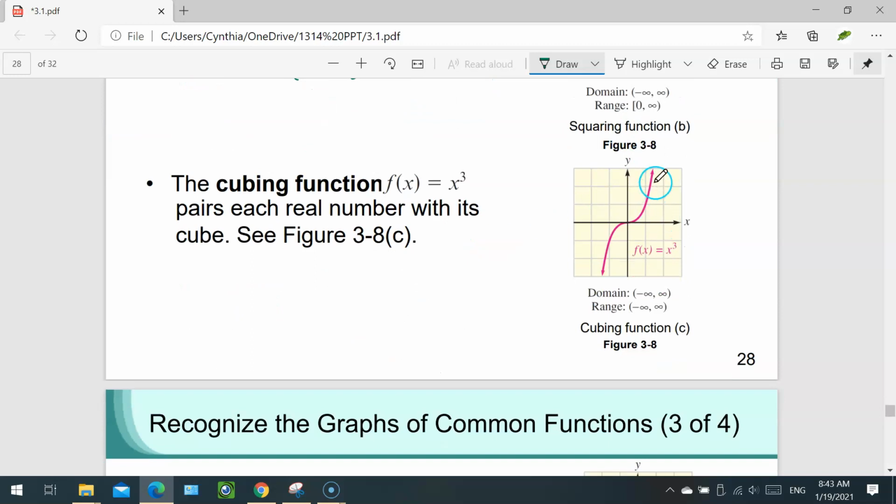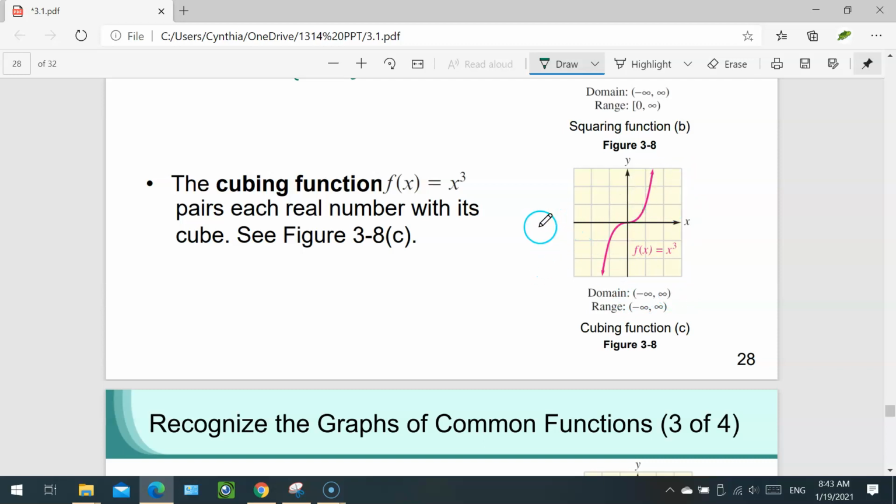This function we call the cubic function, or cubing function. So you have f of x equals x to the power 3. It's a kind of river. Start from quadrant 1, pass through 0, 0, and continue dropping down into quadrant 3. So the domain and the range of this function are negative infinity to positive infinity.